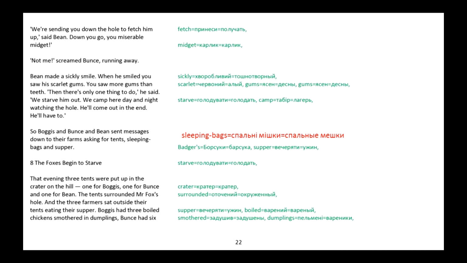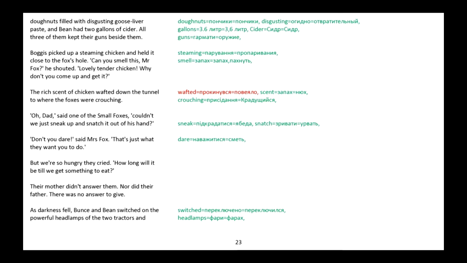The foxes begin to starve. That evening, three tents were put up on the crater of the hill, one for Bogus, one for Bunce, and one for Bean. The tents surrounded Mr. Fox's hole, and the three farmers sat outside their tents eating their supper. Bogus had three boiled chickens smothered in dumplings. Bunce had six donuts filled with disgusting goose liver paste, and Bean had 2 gallons of cider. All three of them kept their guns beside them.